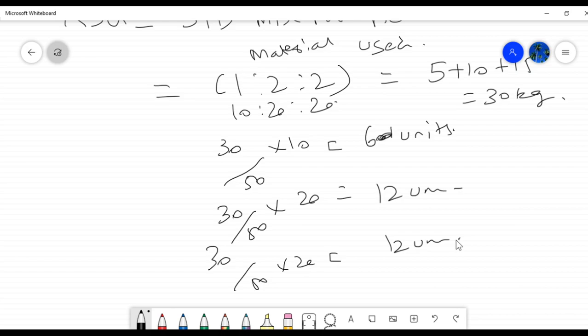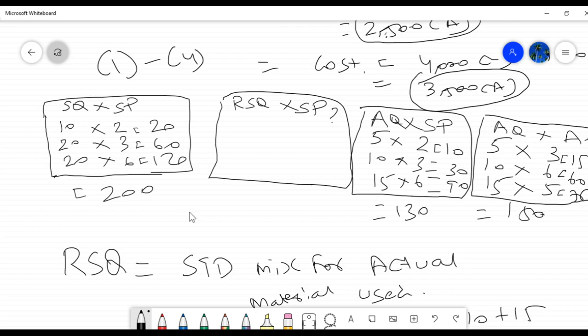Revised standard quantity is standard mix for actual material used. So 6 units, 12 units, 12 units into 2, 3, 6 equals 12 rupees, 36 rupees, 72 rupees. Then what is the amount? 120. Total is 120. We got it.